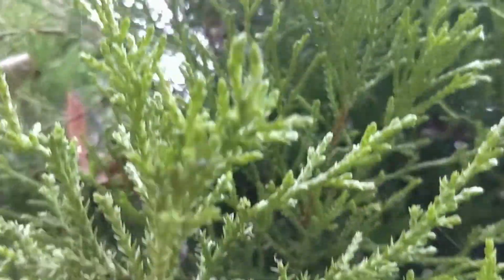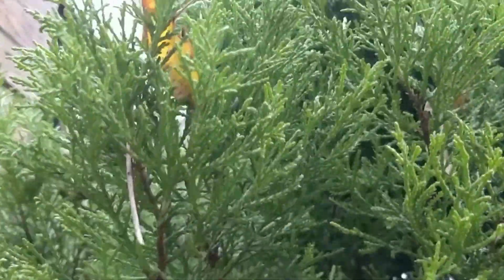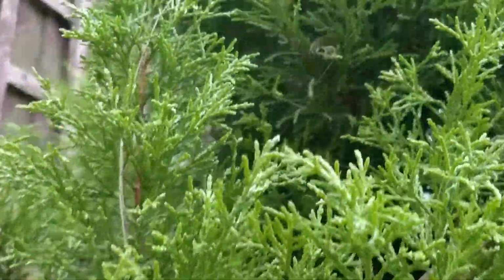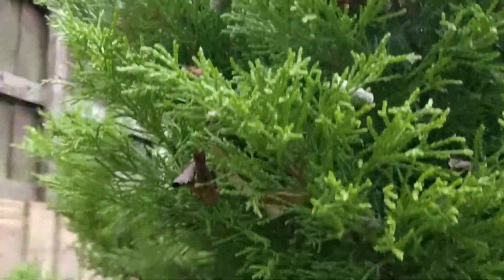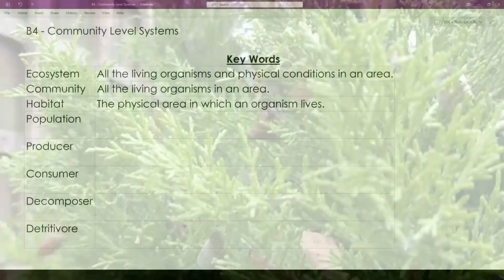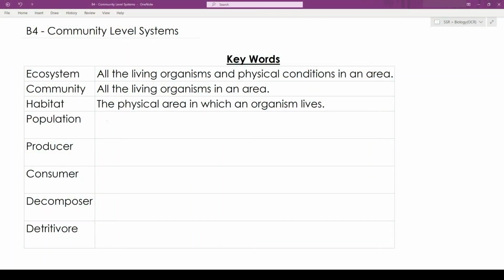Ecosystems are made up of all living organisms and physical conditions in an area. The community is made up of the living organisms, and the habitat is the area in which they live. These are some of the many keywords that we will need to know for this topic, so now's a good time to break out your index cards and prepare yourself a set of keyword revision cards.